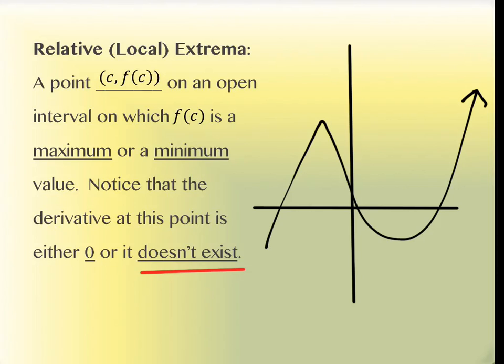And so on this graph in particular, as you're taking a look, this point right here in a local relative area, it's the largest point. But if you took all the points on the entire graph, it is not the biggest point, right?